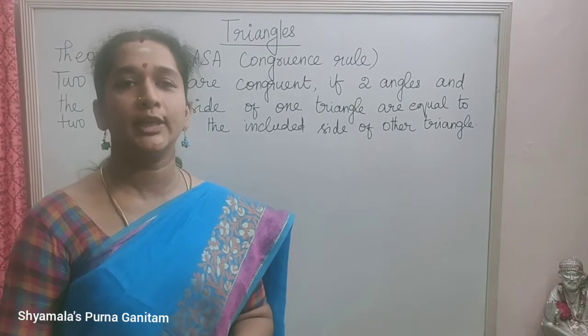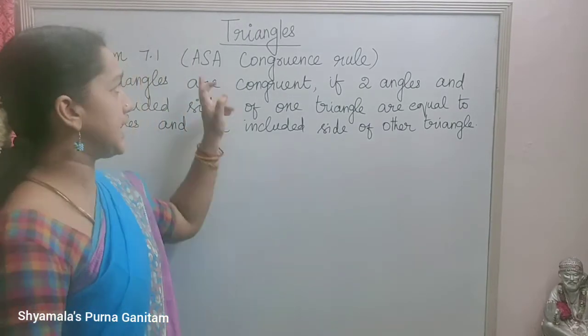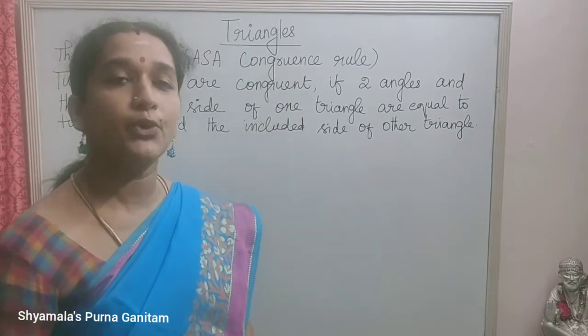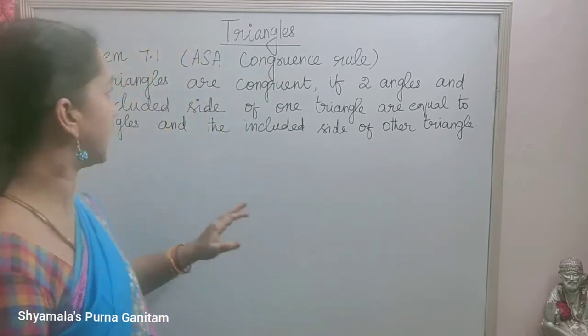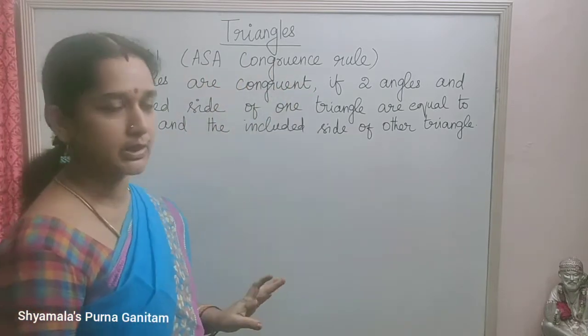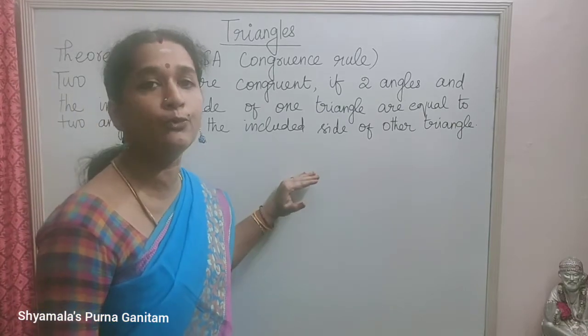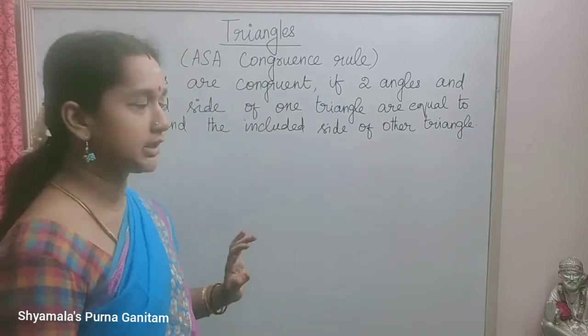So before going to the exercise, we will do a theorem proof, that is ASA congruence rule. For this we will give the proof. Okay. Theorem 7.1 ASA congruence rule. I told you there are 4 congruence triangles. So this is the proof for that ASA congruence rule.